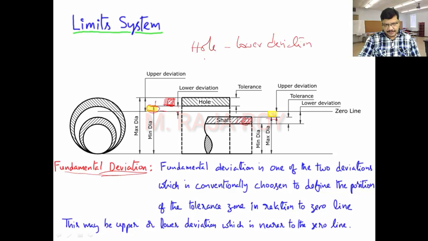Suppose if you take the shaft, now observe, this is the tolerance zone. At how much distance the tolerance zone is there from the zero line, you can identify here with this particular distance. This particular distance is upper deviation. Okay. So in this case, for a hole, fundamental deviation is the lower deviation, and for shaft, fundamental deviation is the upper deviation. In this way, we have to identify the fundamental deviation.